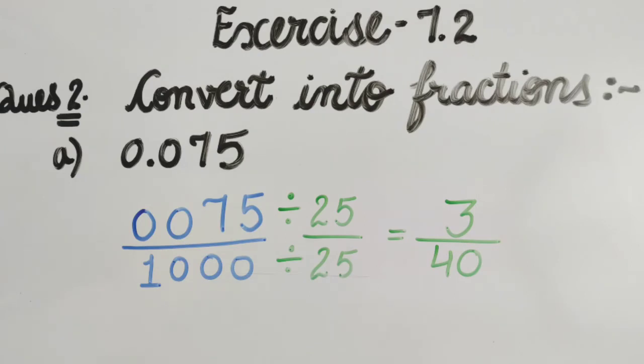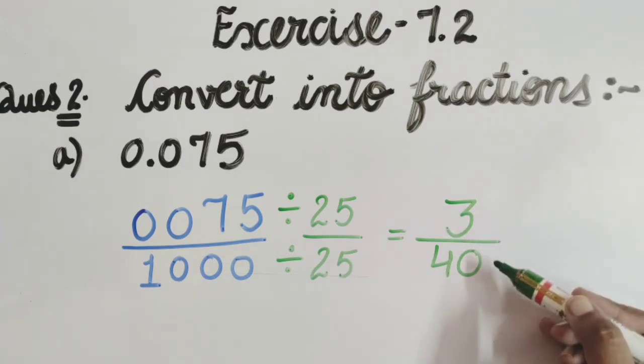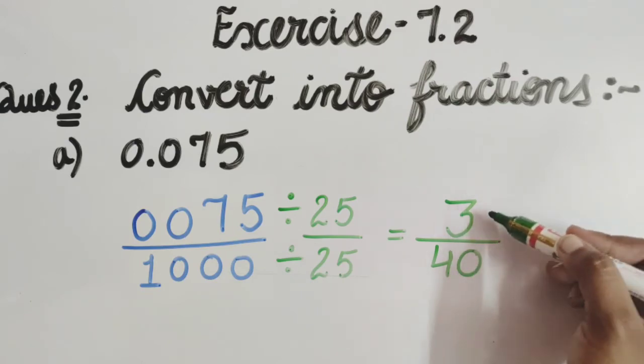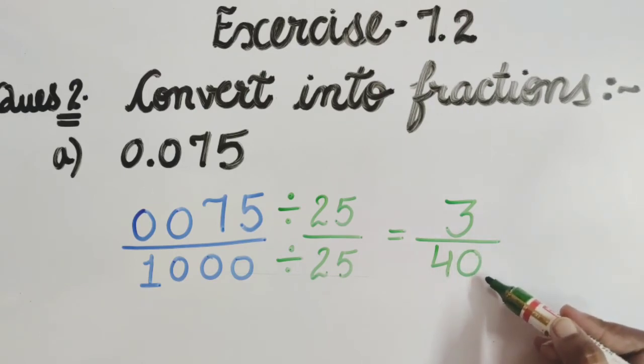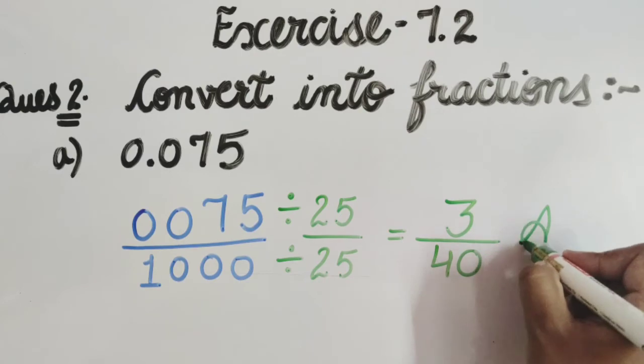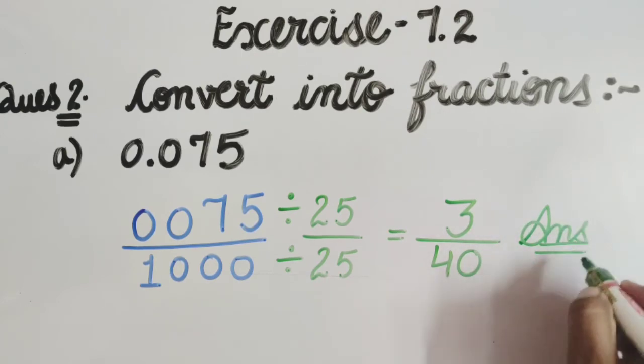How do we come to know that? 3 and 40 never come in one table. Students, is there any table in which 3 is also coming and 40 is also coming? No. So hence our fraction is now in the lowest term. So this is my answer.